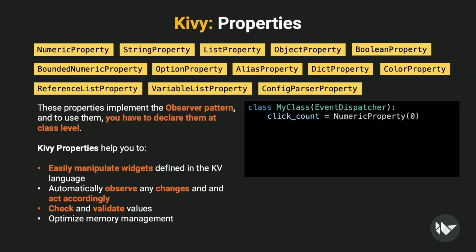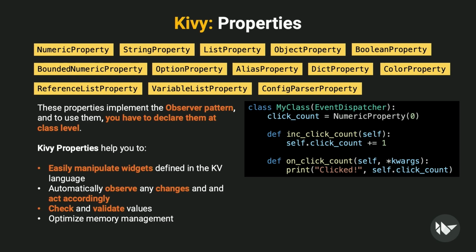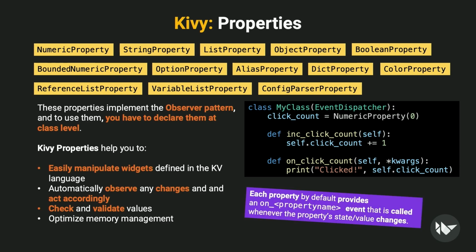So what we are doing here in the example is just declaring the click_count NumericProperty, which defaults to 0, and then we are creating a method which increments this property, and then on_click_count, what is on_click_count? Well, each property, by default, provides an on_property_name event that is called whenever the property value changes. So when this property changes, this callback is called automatically.